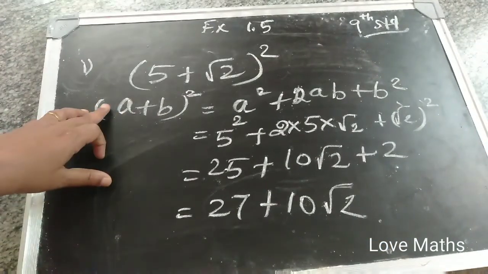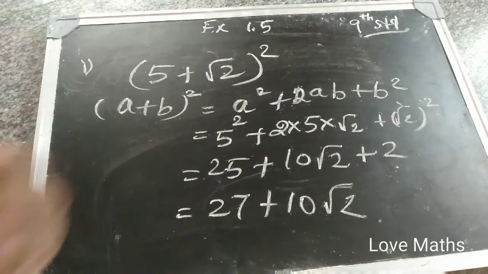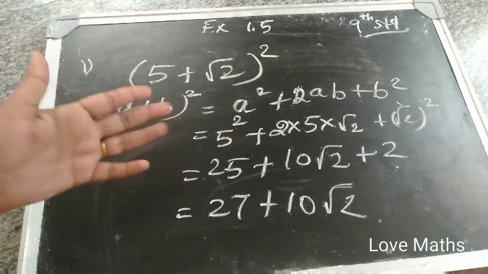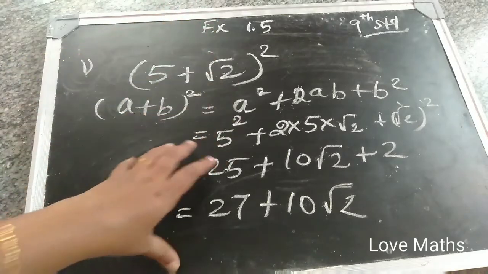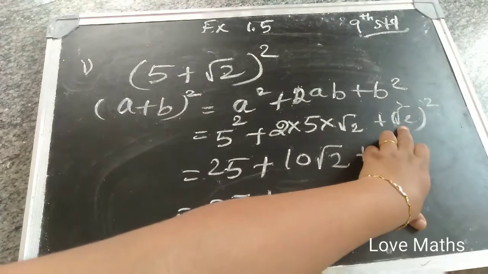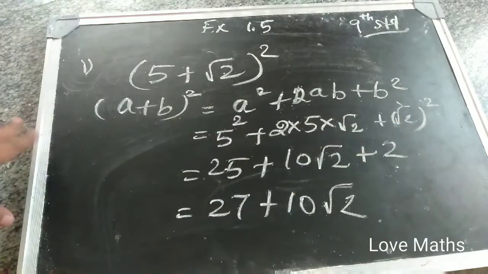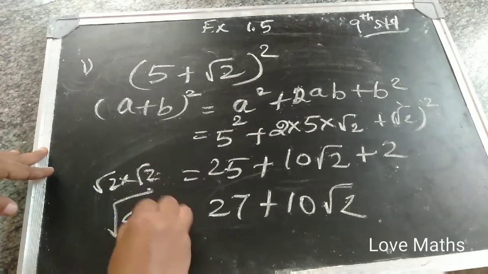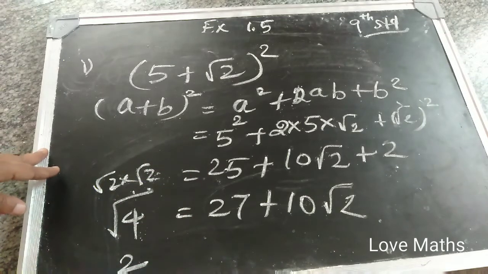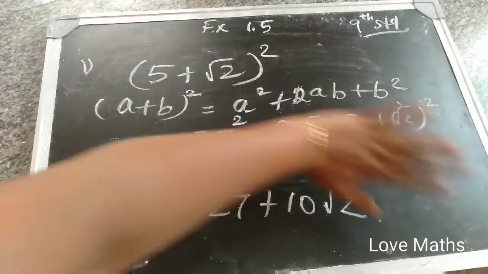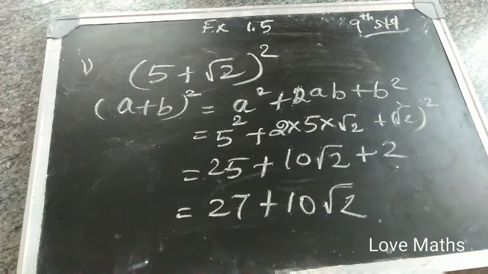This formula is common for all. Maybe the number is a root number or a normal number or fraction or decimal, whatever it may be, you are going to substitute. Root 2 whole square means root 2 into root 2. Root 2 into root 2 means root 4, which is 2. These we all know, so that's why root and square are directly cancelled. Remaining is the answer. Next.